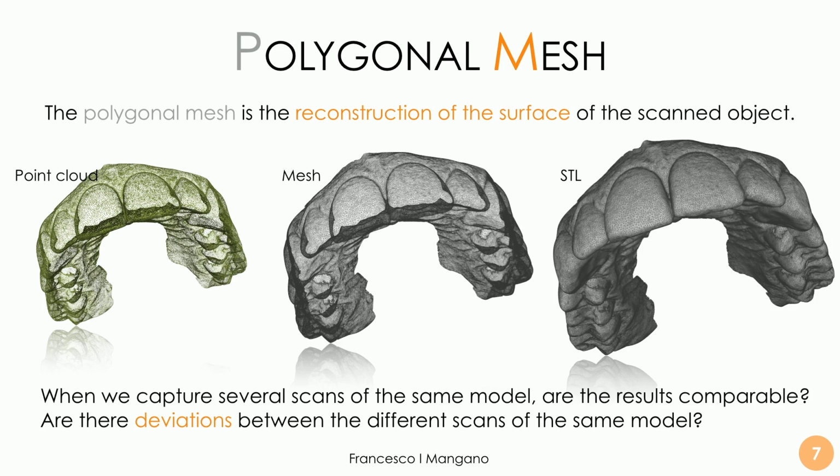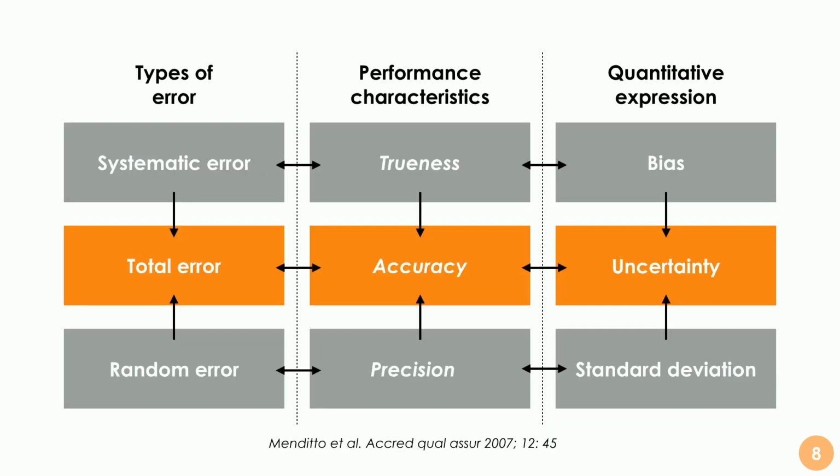This is the question. Are there any deviations between the different scans taken by the same operator on the same patient, on the same model, the same maxilla, for example? This is the precision. So when we refer to the precision of an intraoral scanner, we refer to the random error. Precision is, for the intraoral scanner, an estimate of the random error. And together with trueness, that is an estimate of the systematic error, precision and trueness create the final accuracy of the model. So trueness is very important, it's key, but also precision is very important.